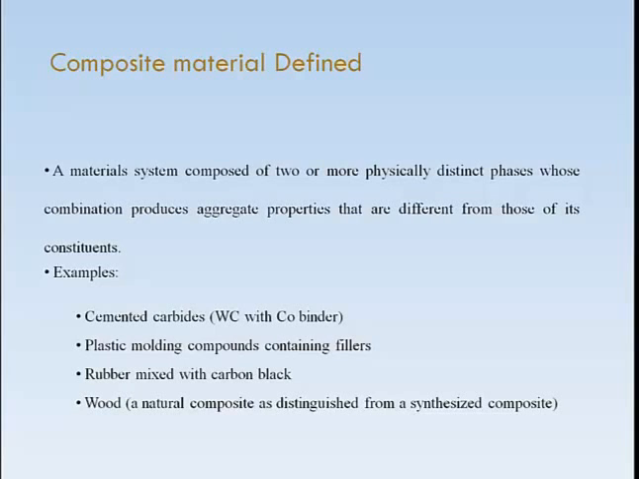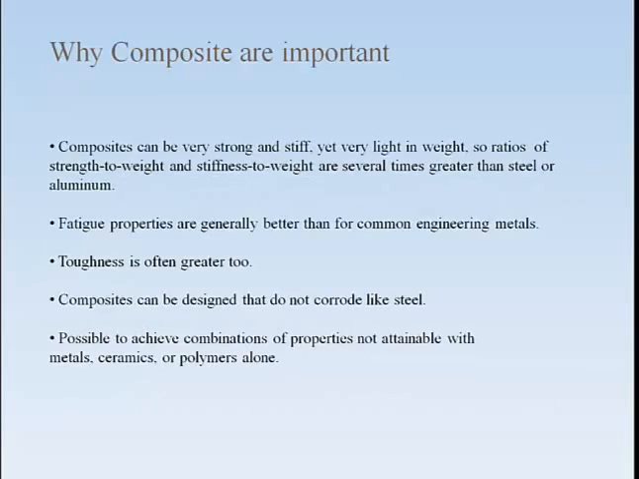Composite material defined: a material system composed of two or more physically distinct phases whose combination produces aggregate properties that are different from those of its constituents. For example, cemented carbides, WC and Co binder, plastic molding compounds containing fillers, rubber mixed with carbon black, wood. A natural composite as distinguished from a synthesized composite.